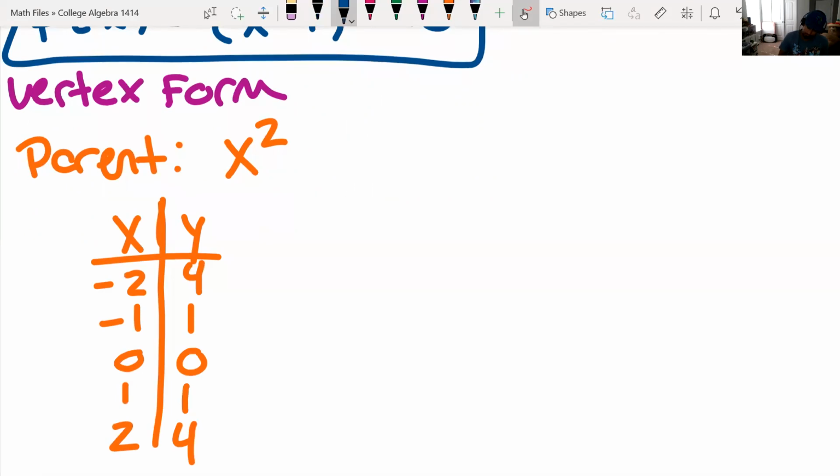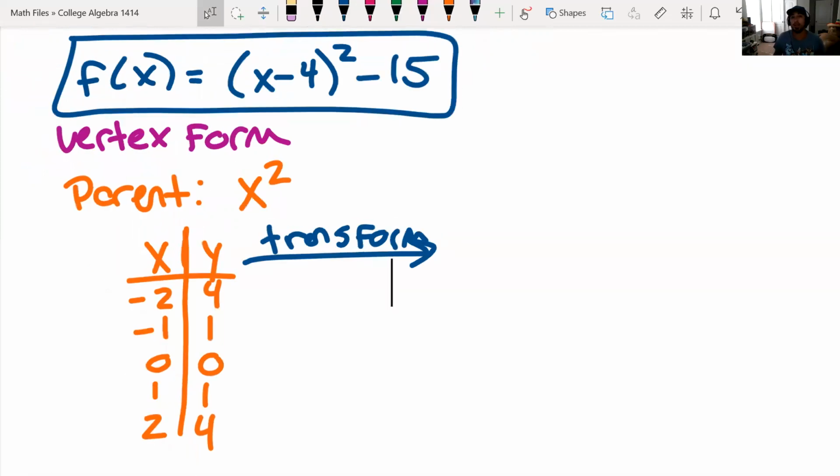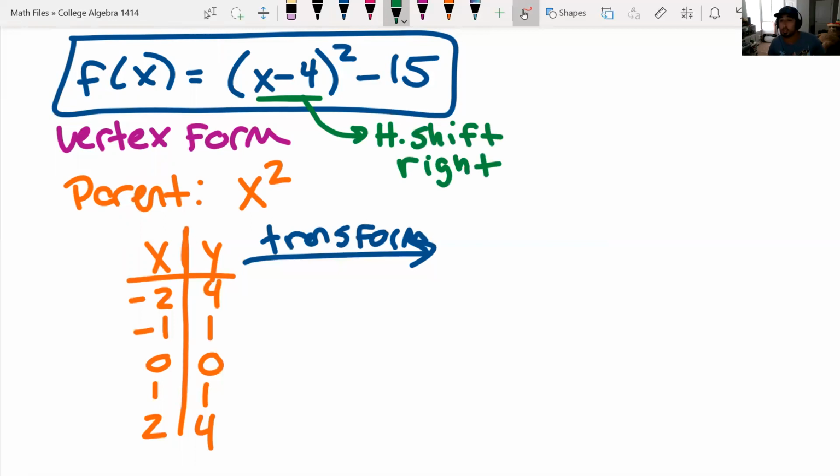But now, let's transform it, which means we have to look at the above function and look at what transformations we are given. And we'll start with x first. This x minus 4 is a horizontal shift to the right, which means you'll take all the x values from the parent function and add 4. So I'll have x plus 4.